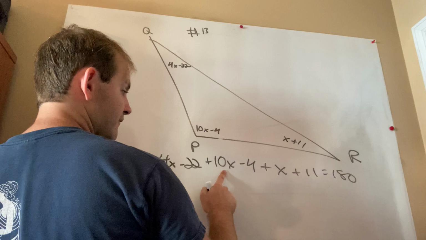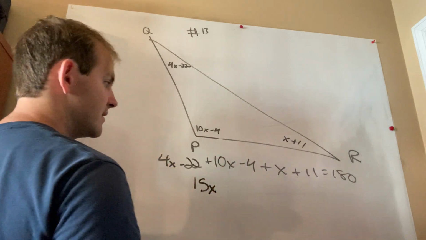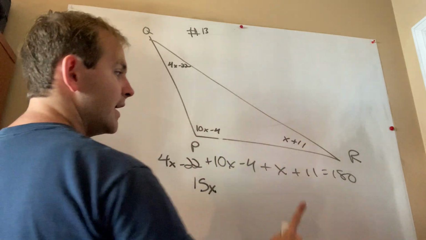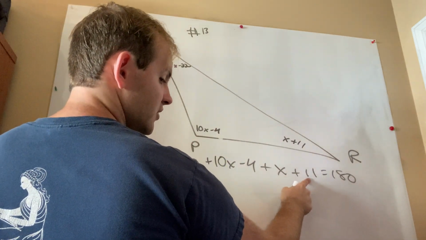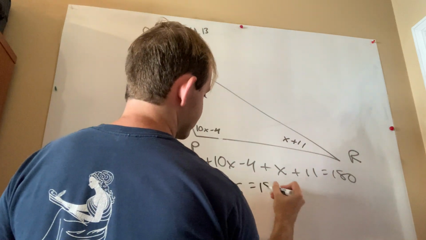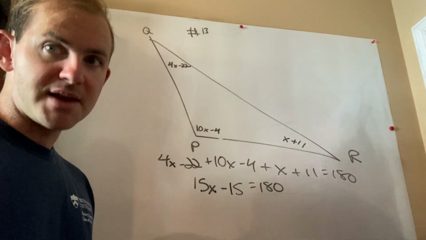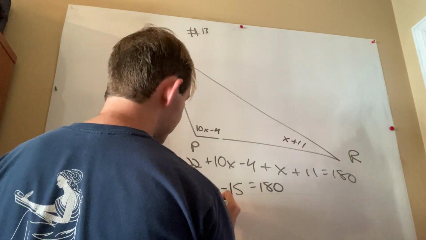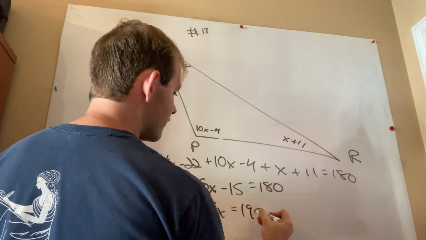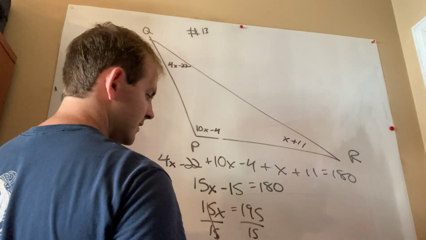4x, 10x make 14x plus 1x, that makes 15x, okay? I lost 22 and I lost 4 more, so I lost 26, but then I gained back 11. So if I lost 26 and I gained back 11, that means I only lost 15. All right, watch the integers. That's a big pitfall that always trips at least a few people up. So then I add 15 to both sides using the addition property of equality. Divide both sides by 15.